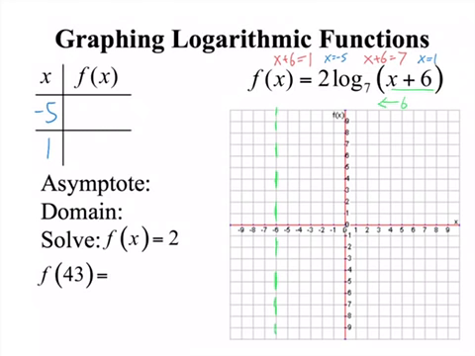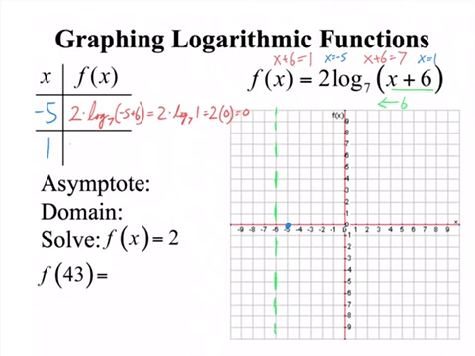So when I plug in my numbers, I have 2 out front times log base 7, and when I put -5 plus 6, I get 2 times log base 7 of 1, and log base 7 of 1 is 0, and 2 times 0 is 0. So that is -5, 0 is my coordinate. There it is, right there is my first coordinate.